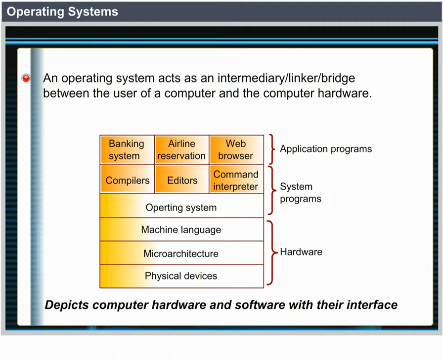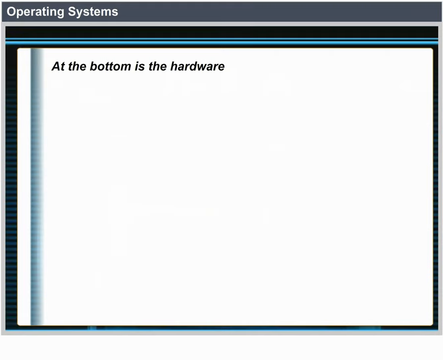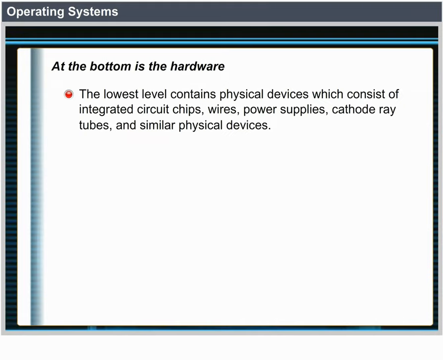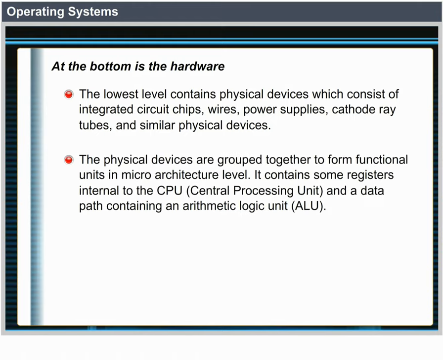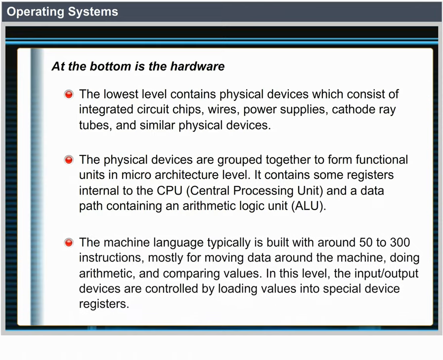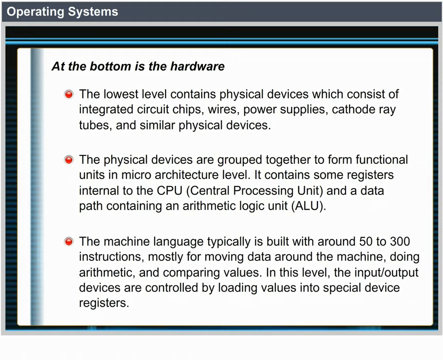The above diagram depicts computer hardware and software with their interface. At the bottom is the hardware. The lowest level contains physical devices consisting of integrated circuit chips, wires, power supplies, cathode ray tubes, and similar physical devices. In microarchitecture level, the physical devices are grouped together to form functional units. It contains some registers internal to the CPU, central processing unit, and a data path containing an arithmetic logic unit, ALU. The machine language typically has between 50 to 300 instructions, mostly for moving data around the machine, doing arithmetic, and comparing values. In this level, the input-output devices are controlled by loading values into special device registers.